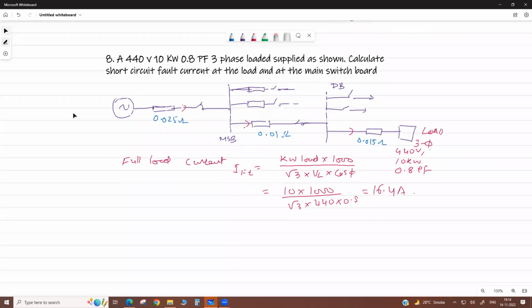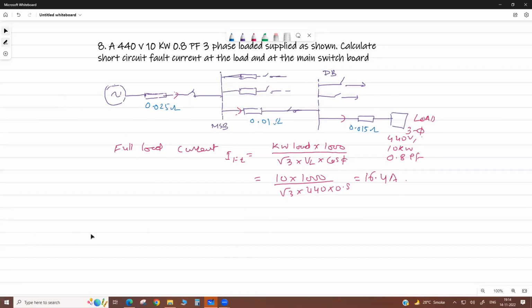But now suppose a short circuit occurs at the load end, F1 point, or maybe they ask for the short circuit at the DB, distribution board, or the short circuit at this MSB bus bar, F2 point. Here it is very simple because the per unit impedance is given, the total equivalent impedance up to the MSB, and the total impedance up to the load.